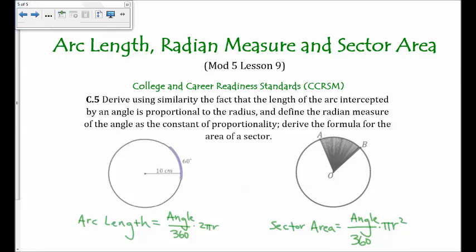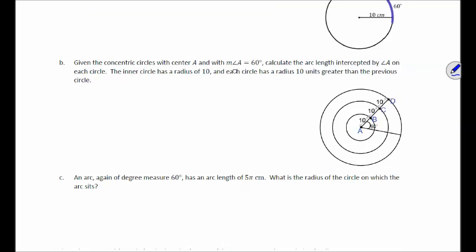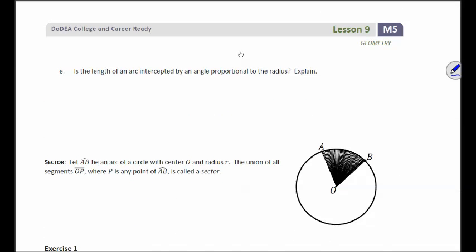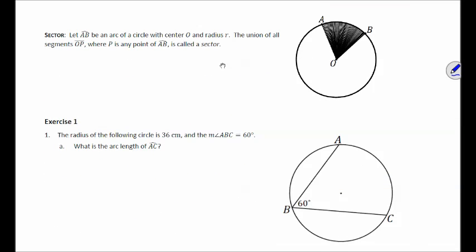Let's get started. We are in Lesson 9, and I first want to give you the definition of a sector. Let arc AB be an arc of a circle with center O and radius R. There's a picture over here on the right. The union of all segments OP, where P is any point of arc AB, is called a sector. So this region right here is called a sector.